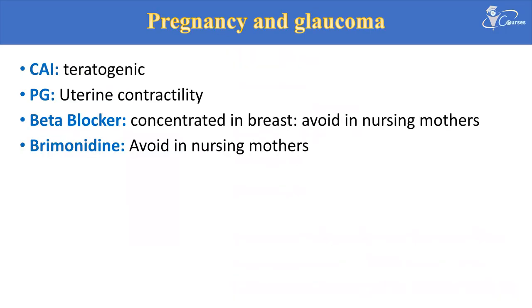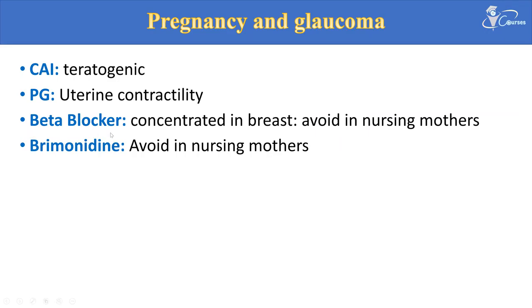Finally, a question which is very commonly asked in the exams is about the anti-glaucomatous medications prescribed in pregnancy. Which categories of anti-glaucomatous medications should be avoided in pregnancy? First of all, carbonic anhydrase inhibitors are teratogenic in the first trimester, so they should be avoided, especially in the first trimester. Prostaglandins cause uterine contractility, so they should be avoided especially in the late trimester, because they can induce preterm labor, or abortion if given early.